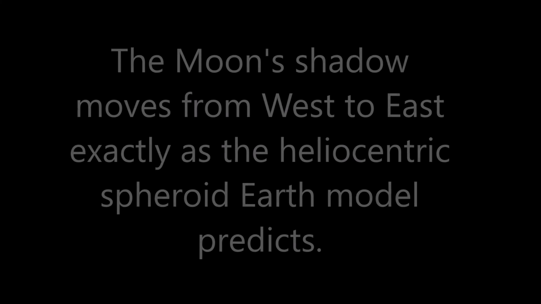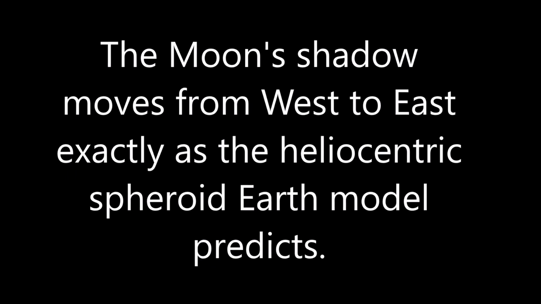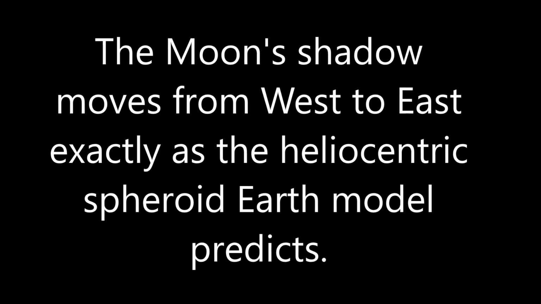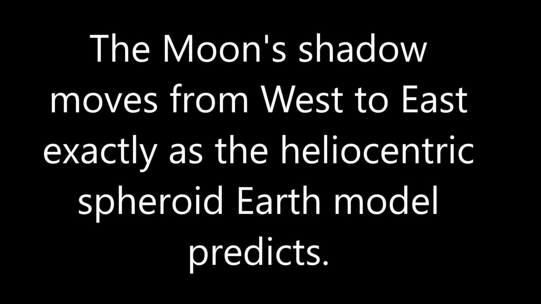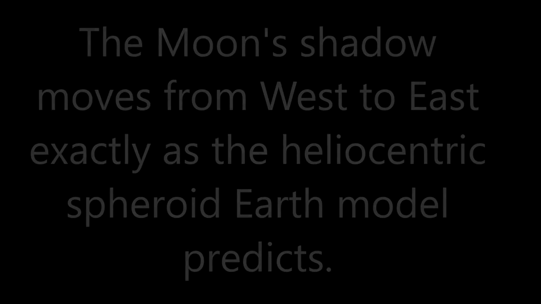So the main point in Antonio's video is that the moon's shadow moves from west to east, and he claims it should move from east to west. I say it's exactly as it should be in the heliocentric spheroid Earth model.